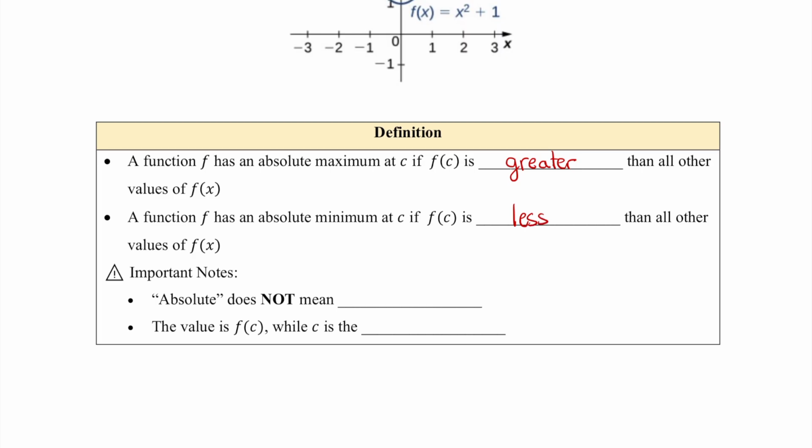There are a couple of important things to keep in mind. First, absolute does not mean absolute value. Absolute just means the highest or lowest over the entire interval we're looking at. Second, be careful about the notation. The value is f of c. That is the output or the y value. And c is the input or the x value where that maximum or minimum happens.